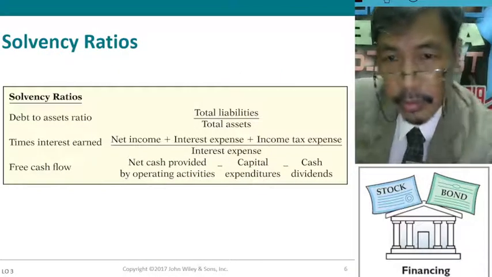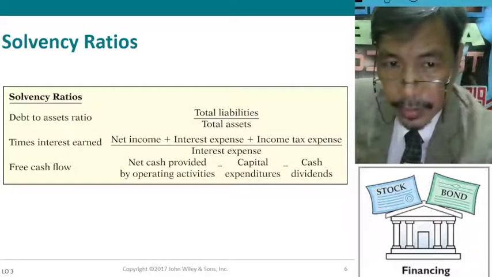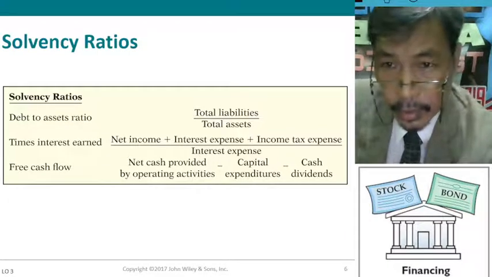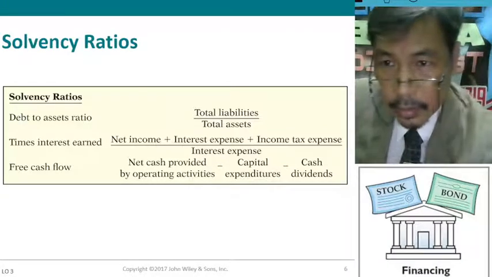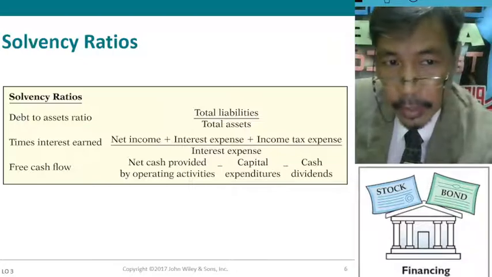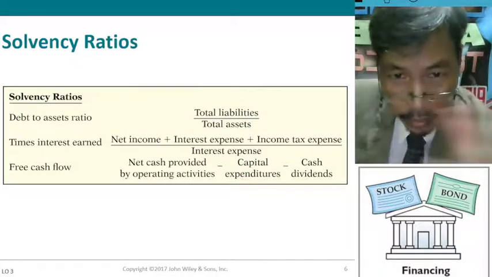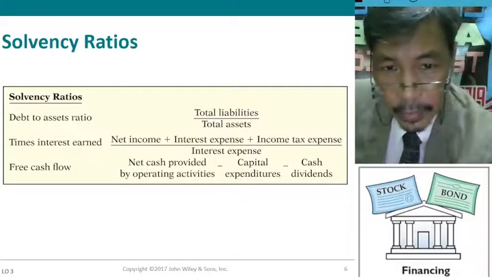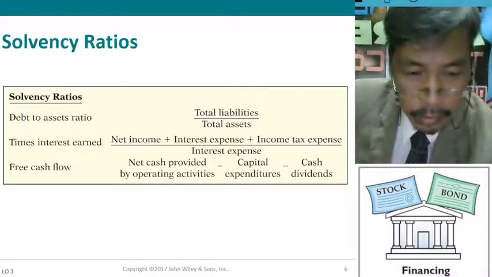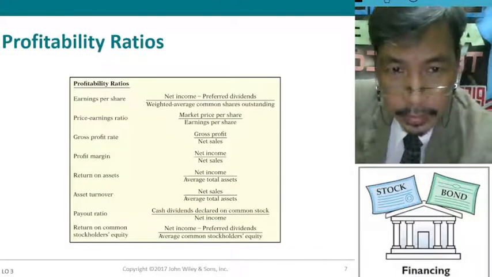So solvency ratio is a third set of ratio. Debt to assets ratio: total liabilities divided by total assets. Times interest earned: net income plus interest expense plus income tax expense divided by interest expense. We already know all these things. Free cash flow, we already know all these things. So, we already know all this formula.